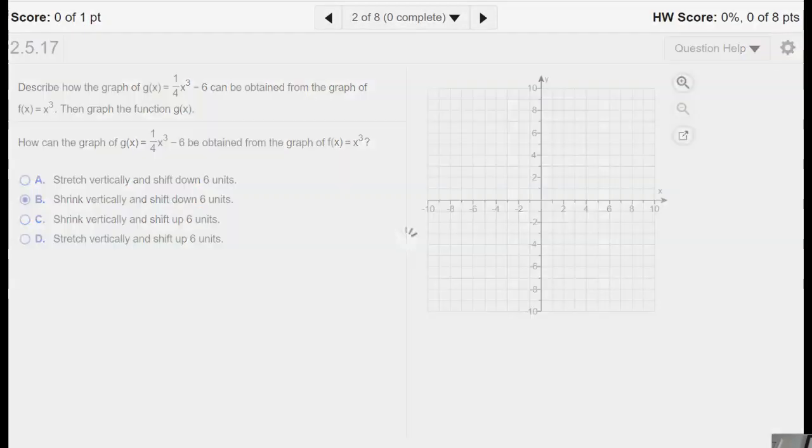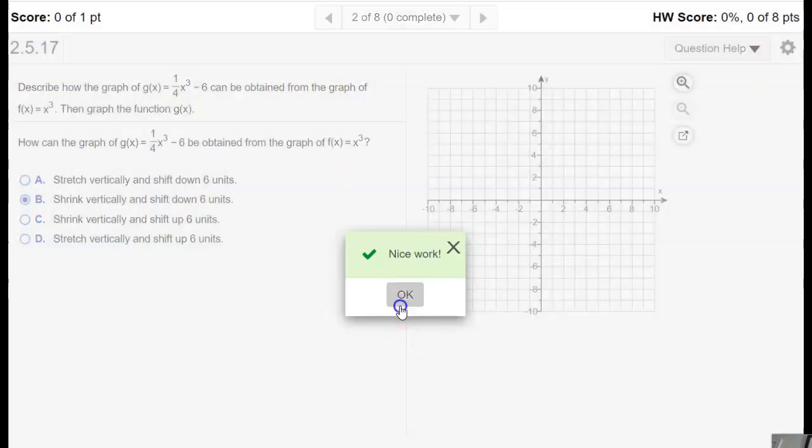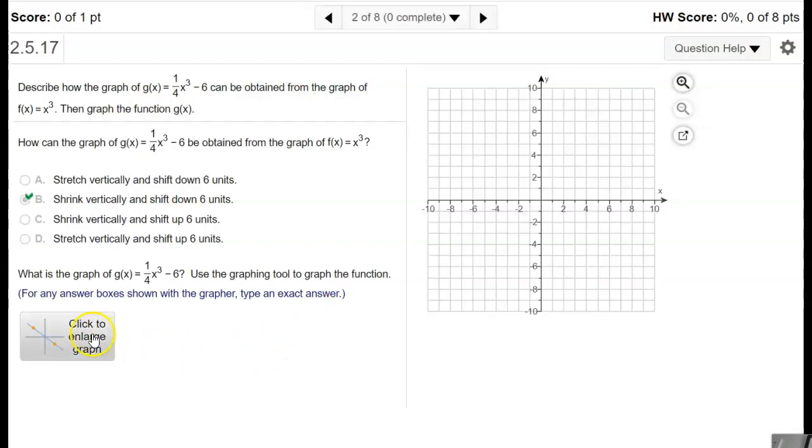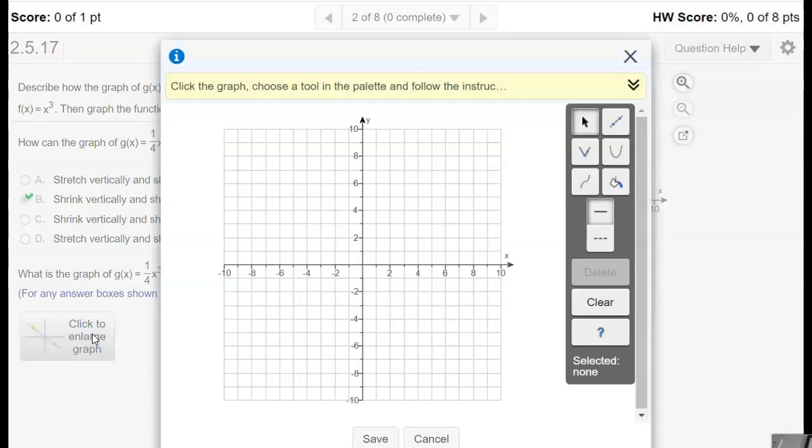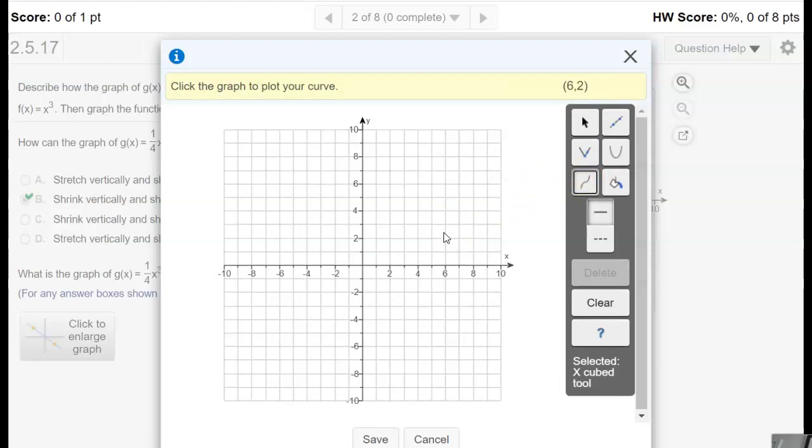So we're going to do that. And then now we're going to go to the graph. So we click here to enlarge the graph. And it says, click the graph, choose a tool in the palette, and follow the instructions. So let's go for it. Let's click this graph. And then we have a cubic function, so we want to do the x cubed tool. And then we're going to plot a point.